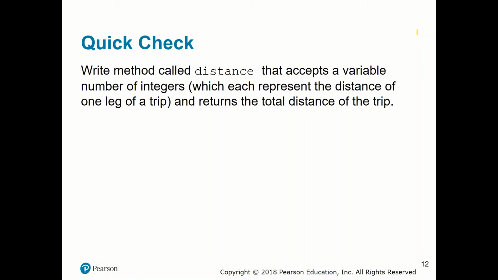Let's do a quick check. Write a method called distance that accepts a variable number of integers, which each represent the distance of one leg of a trip, and returns the total distance of the trip. I will show you the code.